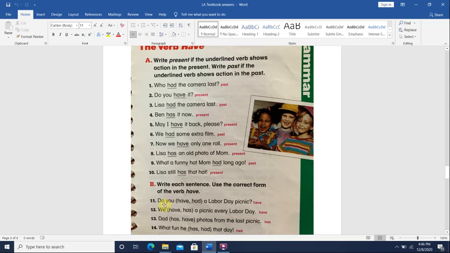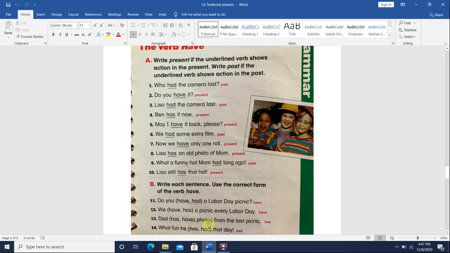Okay, it says here to choose the correct verb. Do you have a Labor Day picnic? Okay, it's asking, do you usually have a picnic on Labor Day? So we usually ask the sentence in the present tense. Okay, do you have a Labor Day picnic? We have a picnic every year. So this is also in the present tense. So we have, because we is plural, we have a picnic every Labor Day.